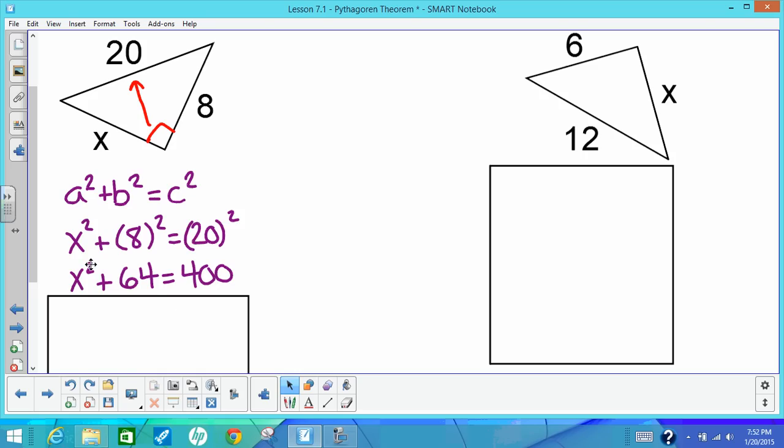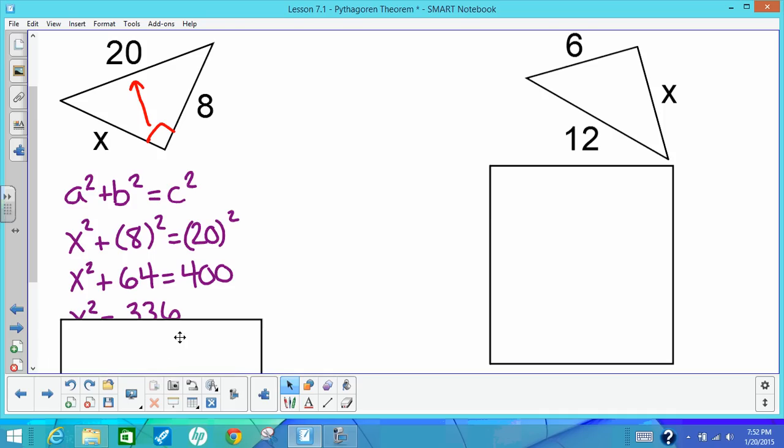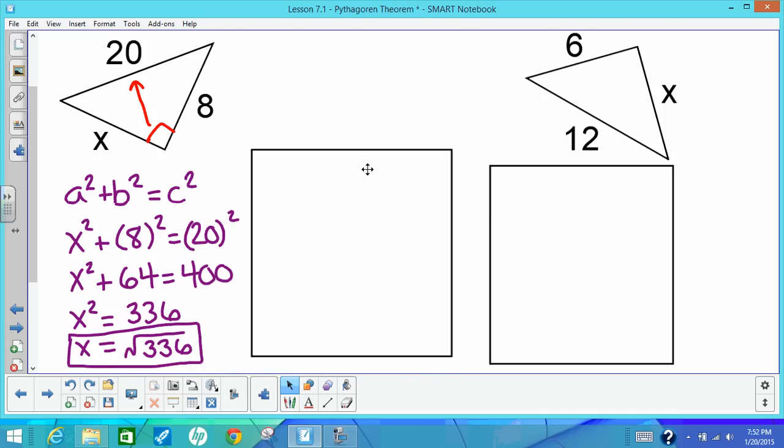If the x squared's over here all the way to the left, it just makes it very easy to know that I need to subtract 64 from both sides. Now I can take the square root of both sides, and I end up with x being the square root of 336. Now you could simplify this into a simpler radical form. That would be something that you did in algebra. We don't really want to round it because we're talking about a length, so we can leave it like this for now.